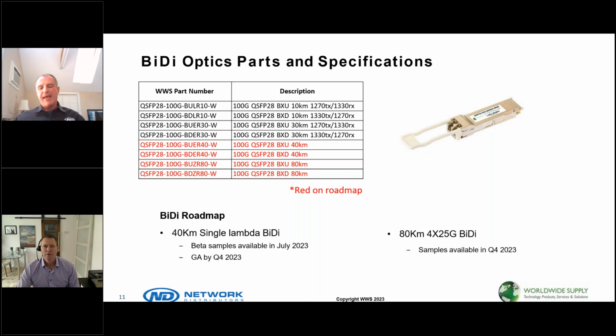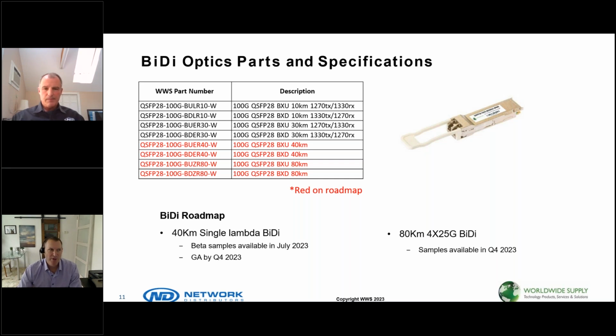Same thing with the 80 km. That's a 4 by 25 gig. The reason I had to do that is because when you go in the extra long distances, the lower data rates don't have the impact of chromatic dispersion also. Samples will be available in Q4 of 2023 with those. So right now, 10 to 30 is available, 40s and 80 coming. Yeah, I know you and I have been a part of a few conversations of customers who are waiting in that line, right, to see when those come out before the end of the year.